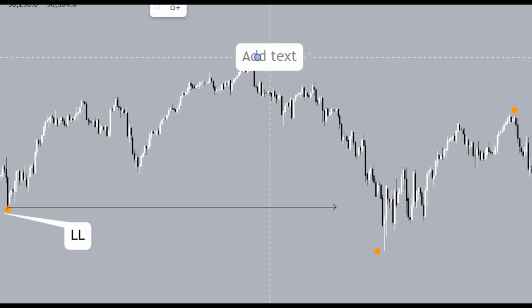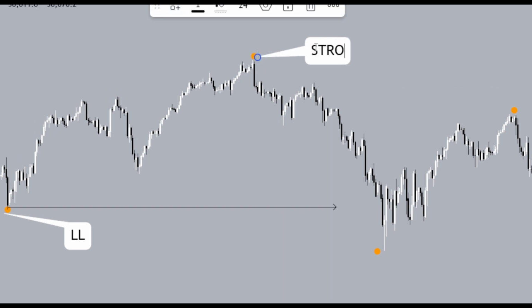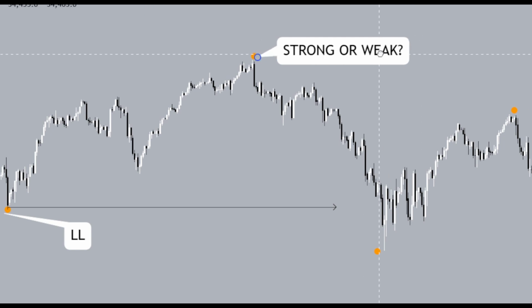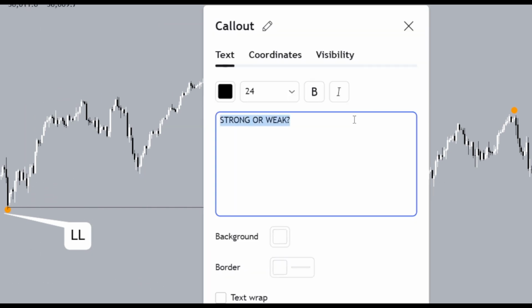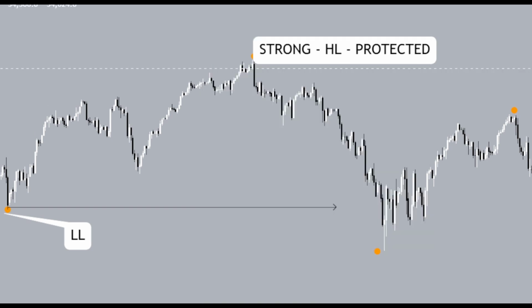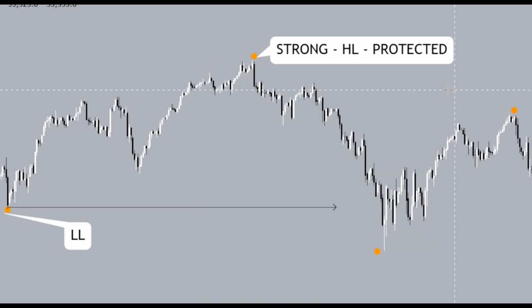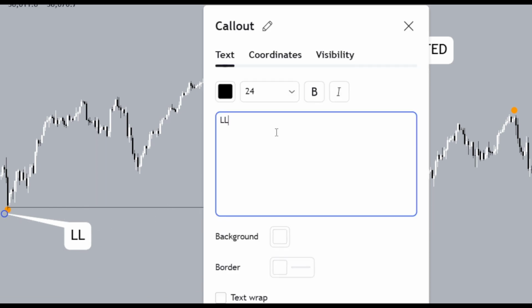Now, is this a strong structure or a weak structure? Strong or weak? Just by looking at the current market climate. So from here, we understand this is a strong structure because it's broken the previous lower low. And so from here, this now becomes a strong structure and our higher low. So this is what we call a protected high. This is a protected high. And the reason this is a protected high is because it's broken the last low. And so by definition, this now becomes a weak structure.